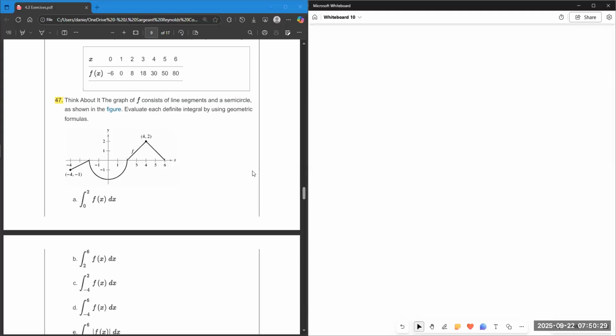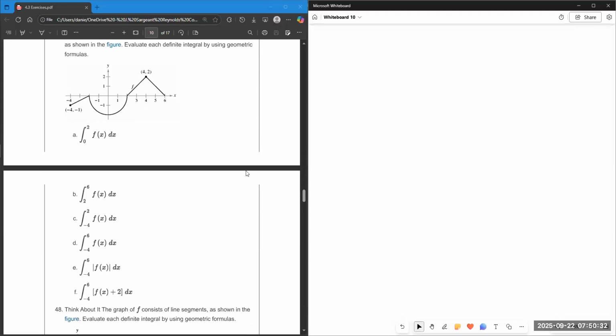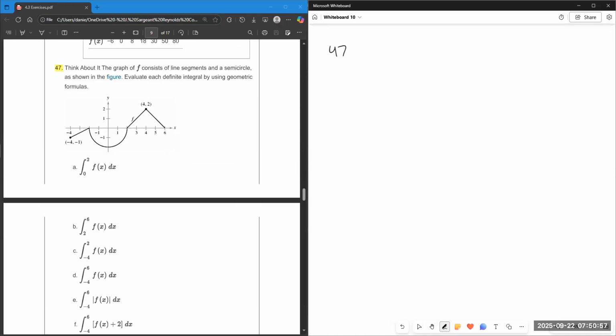And we've got regions that are under the curve and they'll have negative values for the definite integral, even though we've been talking about the definite integral as area, and area is always positive. If that area is under the x-axis, we'll put a negative sign with it for directionality. If it's above the x-axis, it'll stay positive. So for 47, part A, we go 0 to 2, f of x dx.